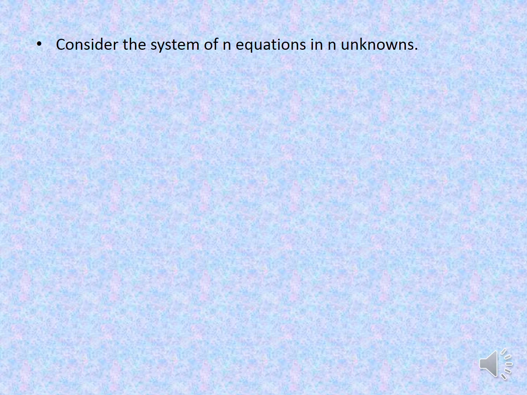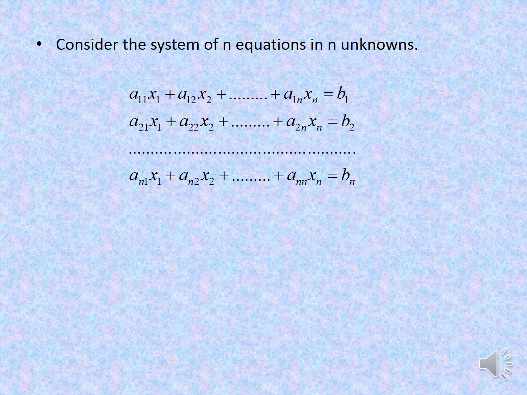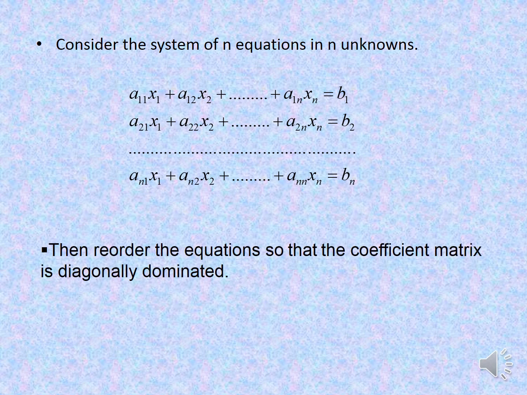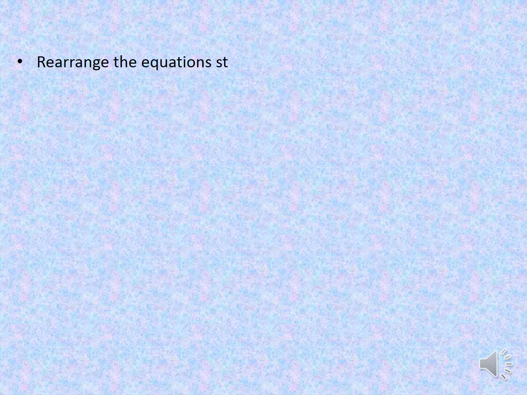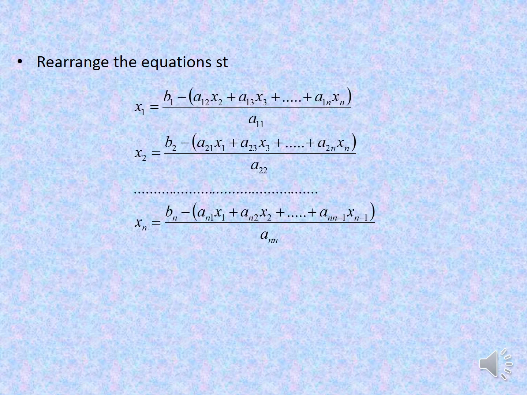Now we consider the system of n equations in n unknowns. This is the system of equations which we have already discussed. Now reorder the equations so that the coefficient matrix is diagonally dominant. If it is not, rearrange the equations such that it is.